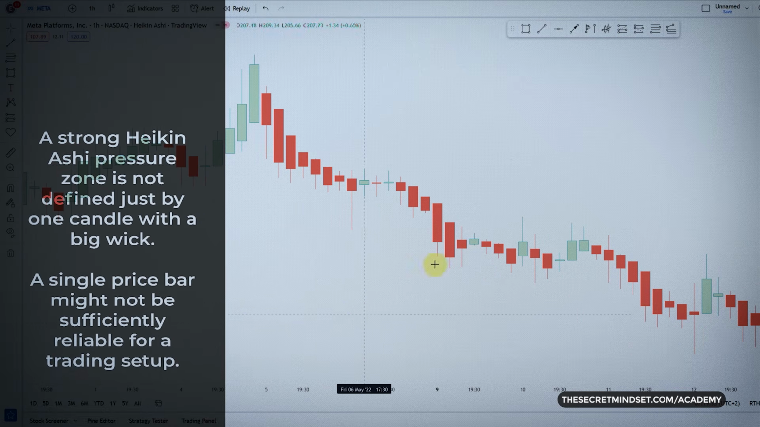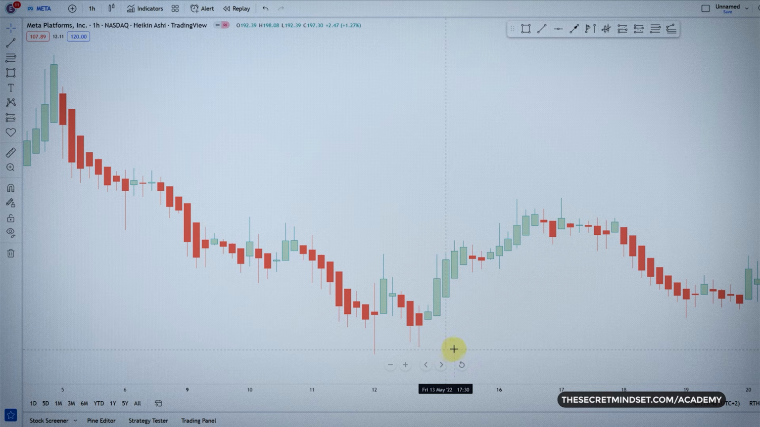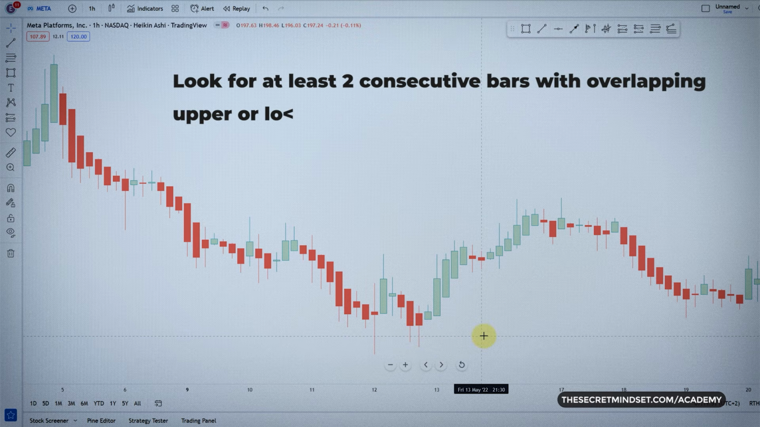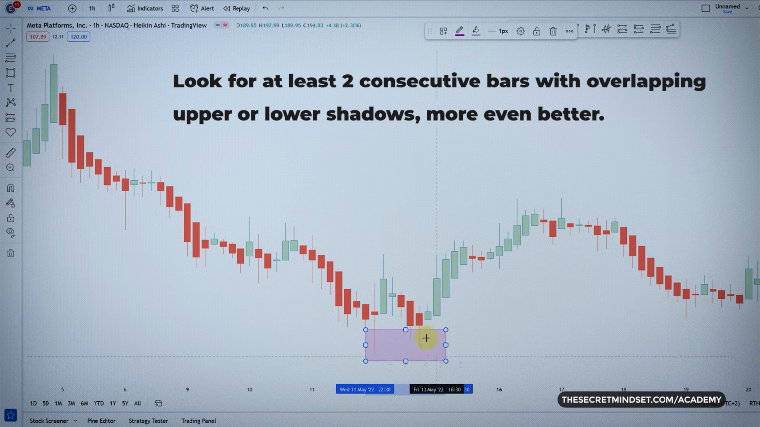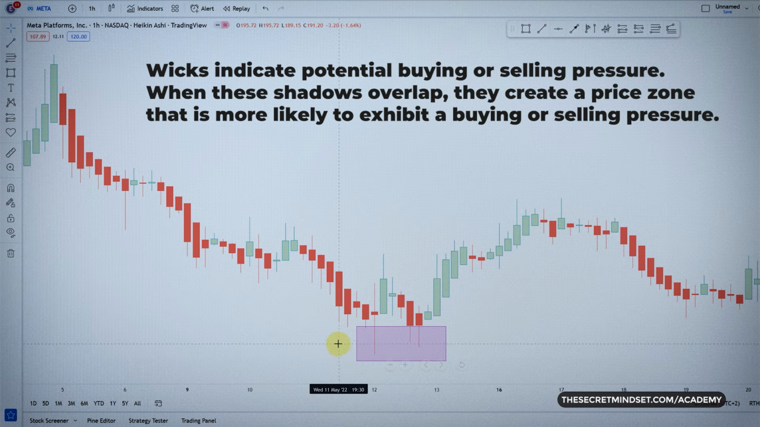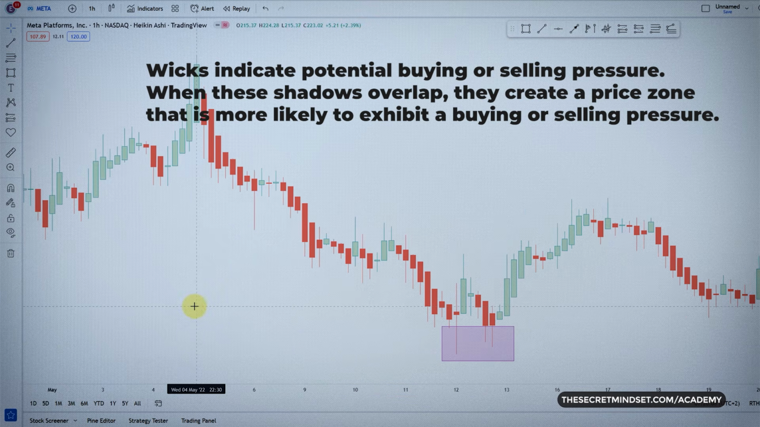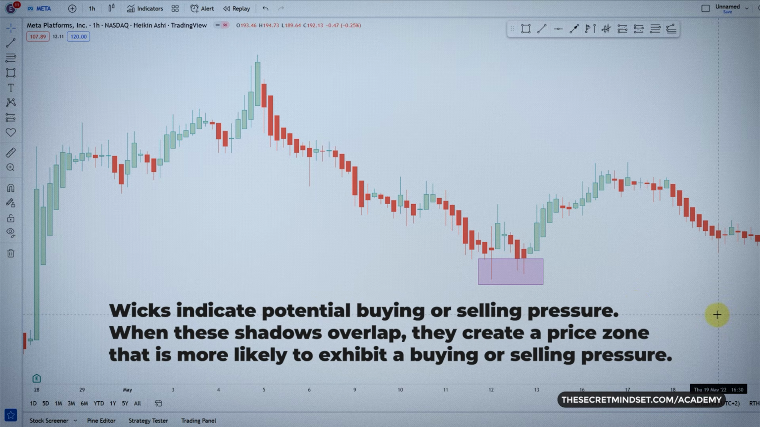Now, a strong Heiken Ashi pressure zone is not defined just by one candle with a big wick. A single price bar might not be sufficiently reliable for a trading setup. To filter false signals, you must identify a group of candlesticks. Therefore, instead of a single Heiken Ashi candle, look for at least 2 consecutive bars with overlapping upper or lower shadows, more even better. Remember, wicks indicate potential buying or selling pressure. When these shadows overlap, they create a price zone that is more likely to exhibit the buying or selling pressure you anticipate.